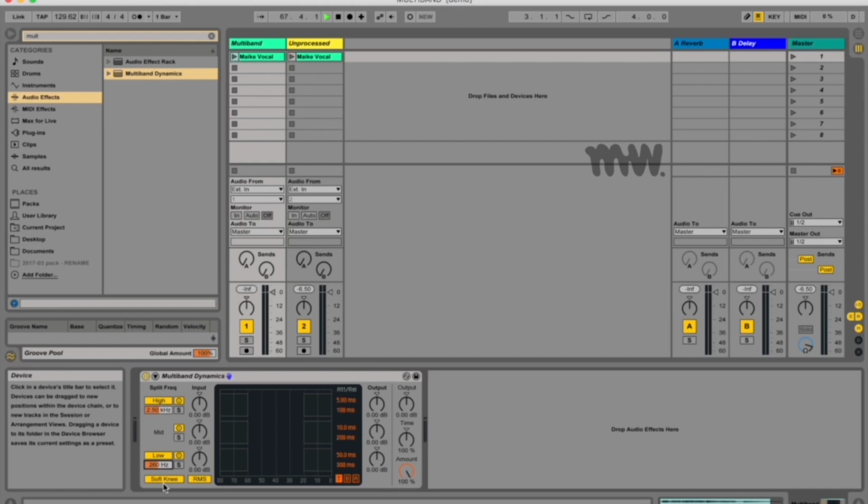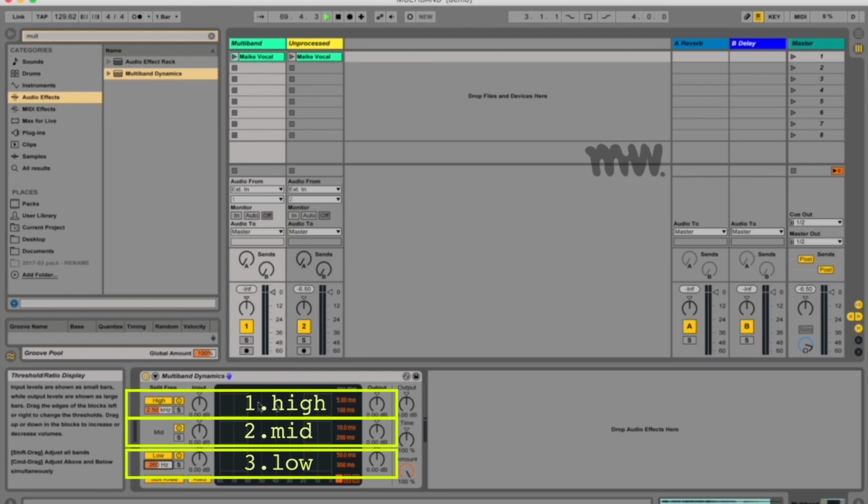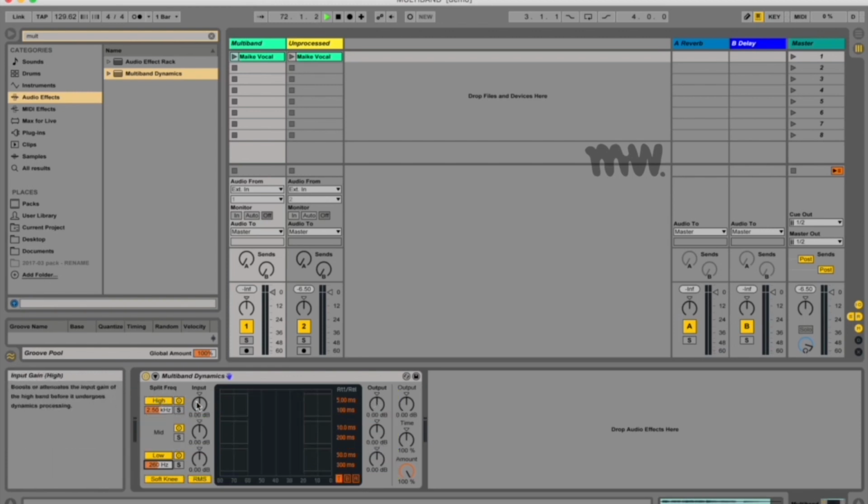I'll explain the buttons shortly, but basically you've got your 3 frequency bands, which you can see here in rows. So you've got your high frequency band with its input, this is your lower threshold, this is your upper threshold, and then you've got this frequency band's output. And this over here is, I guess, like the master track of this audio effect. So all of the frequency bands go into this over here and then out.